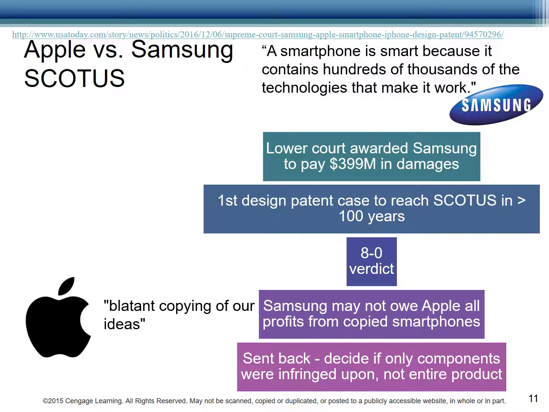In contrast, Samsung noted that a smartphone is smart because it contains hundreds of thousands of the technologies that make it work. Their point, there are many components to a smartphone, and looking at just a few doesn't give a valid picture of IP.